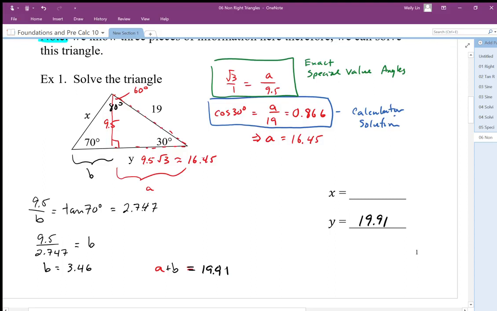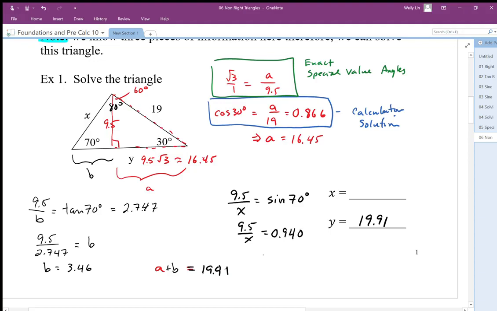Lastly then, I'm going to solve for X. To involve X in a ratio, I have the hypotenuse. I'll use the opposite side, so opposite over hypotenuse, which is sine. So I'm going to use sine of 70 degrees. So 9.5 over X is equal to sine 70 degrees, which works out to be 0.940.